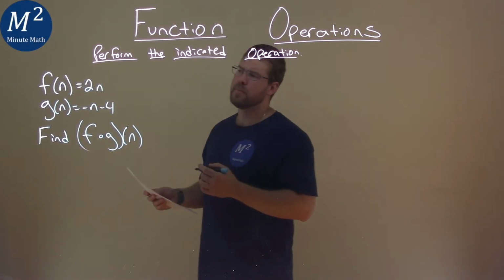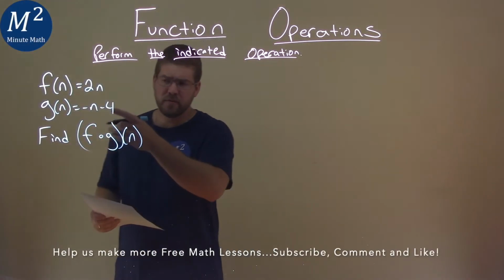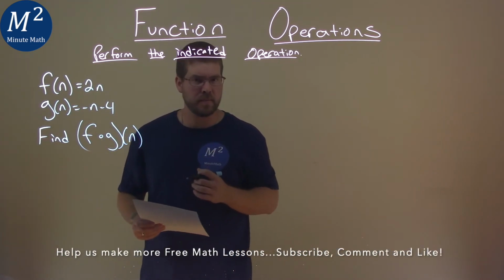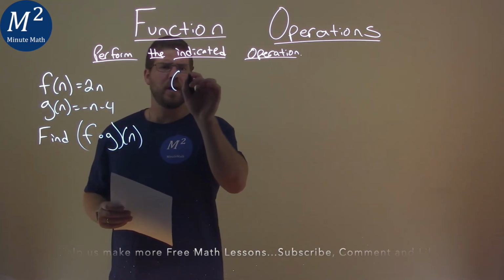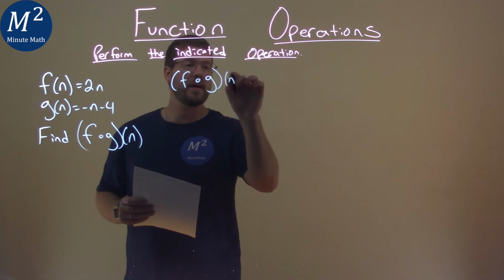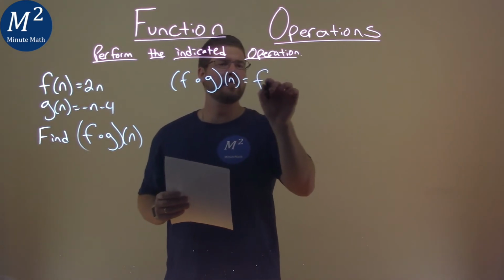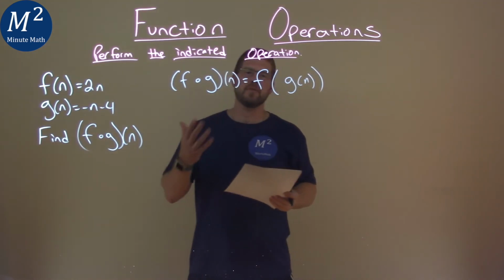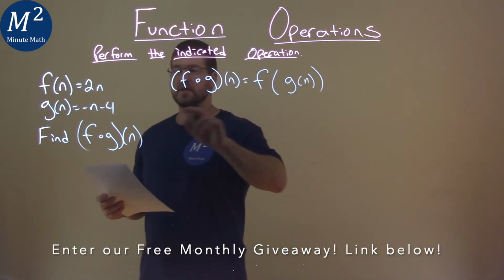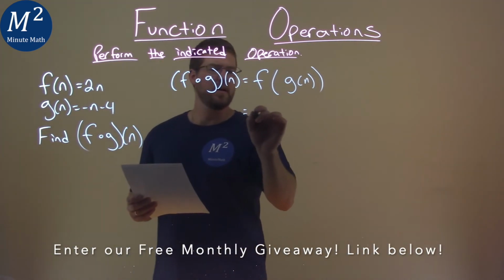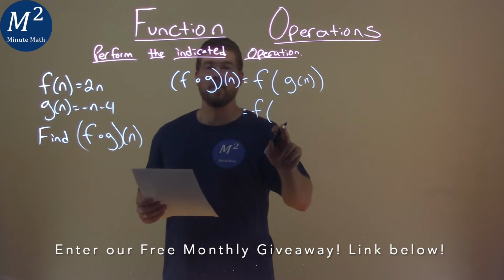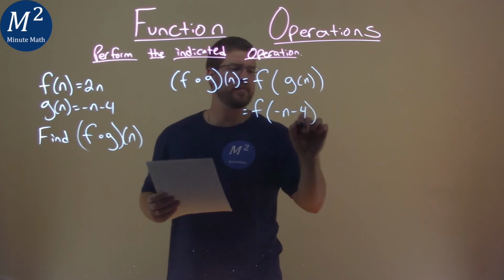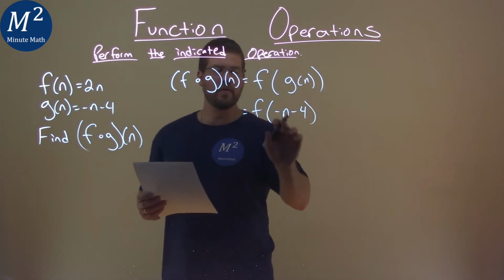We're given this problem right here. F of n is equal to 2n, g of n is equal to negative n minus 4, and we need to find f of g of n. Well, what is f of g of n? Well, f of g of n is the same thing as saying f of g of n. So this is what we have to do. We first take our g of n, our whole function, which is negative n minus 4, and we're going to plug that in for the n value of our function of f. So g of n is negative n minus 4 here. Then, so that's the whole function of g of n.